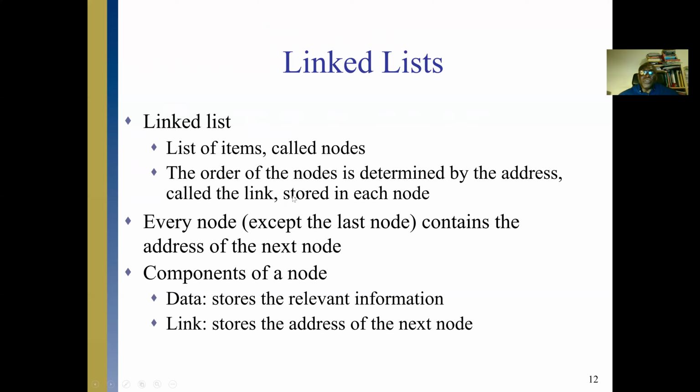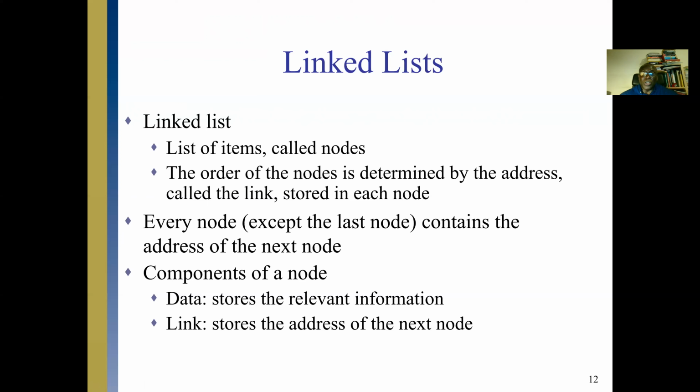So that's the concept of a linked list. Now let's go through more detailed lectures there. A linked list is a list of items called nodes, as we said earlier. The order of the nodes is determined by the address or the link stored in each node. Every node except the last node always contains the address of the next node.